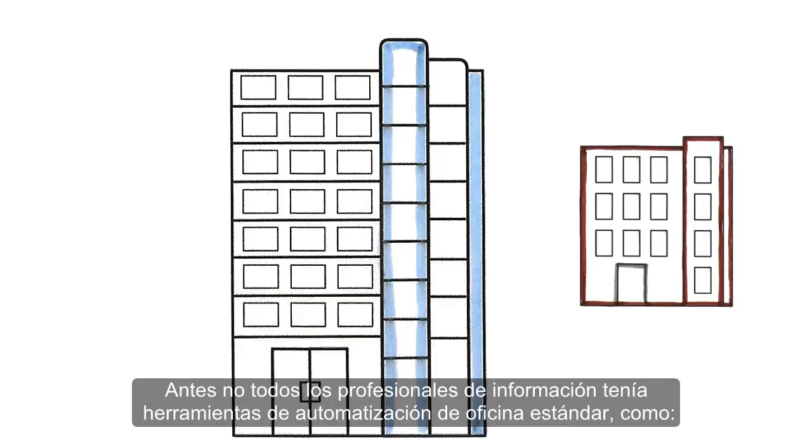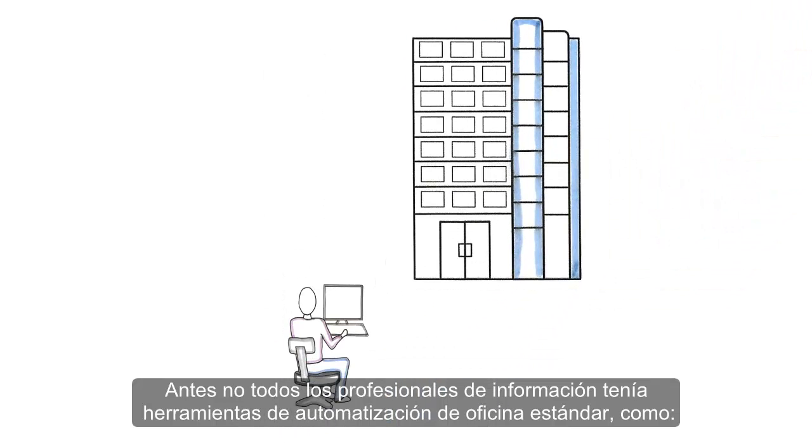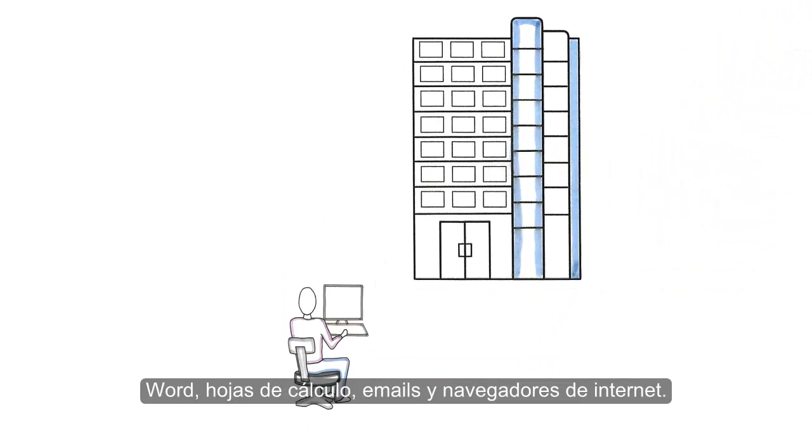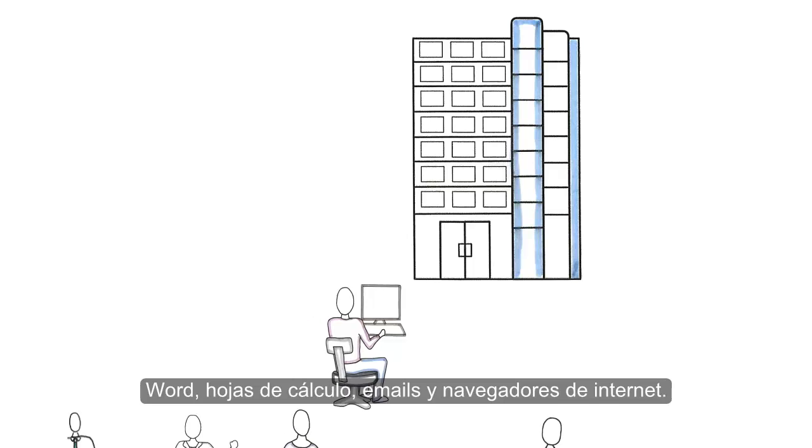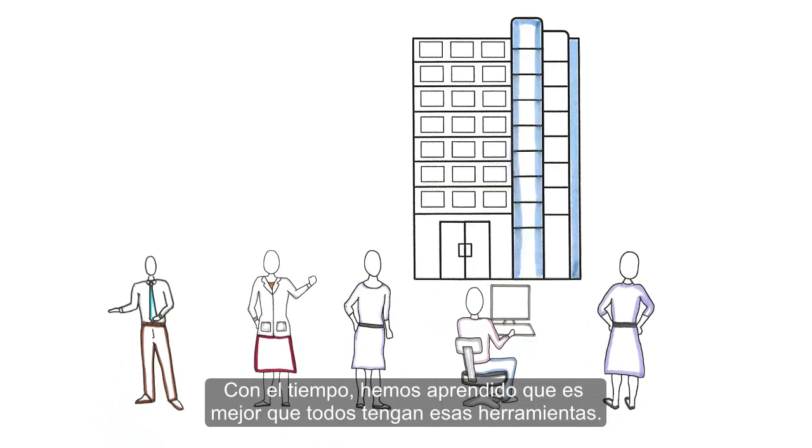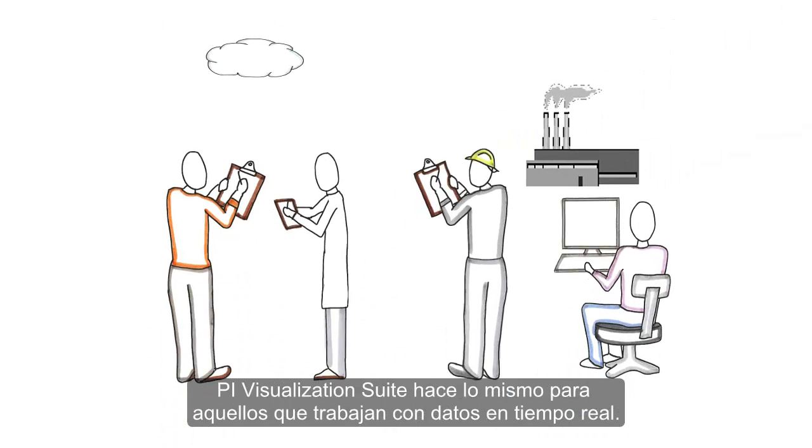It used to be that not all information workers had the standard office automation tools, things like word processors, spreadsheets, emails, and web browsers. And over time, we've learned that it's better if everyone has these tools. The Pi Visualization Suite does the same thing for folks who work with real-time data.